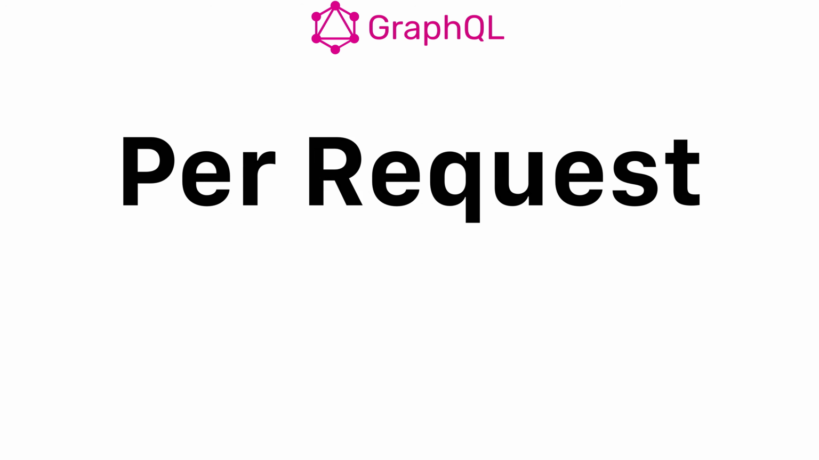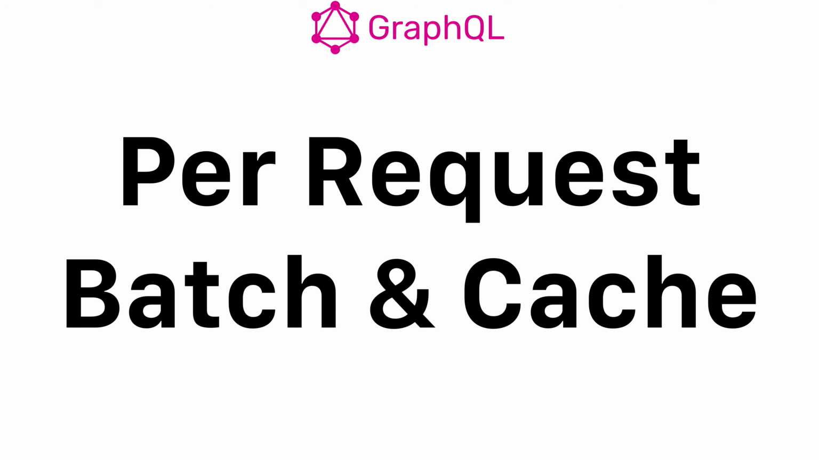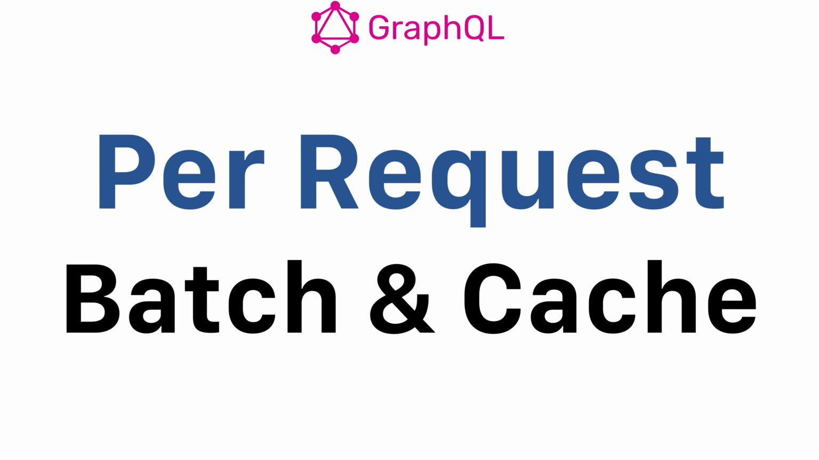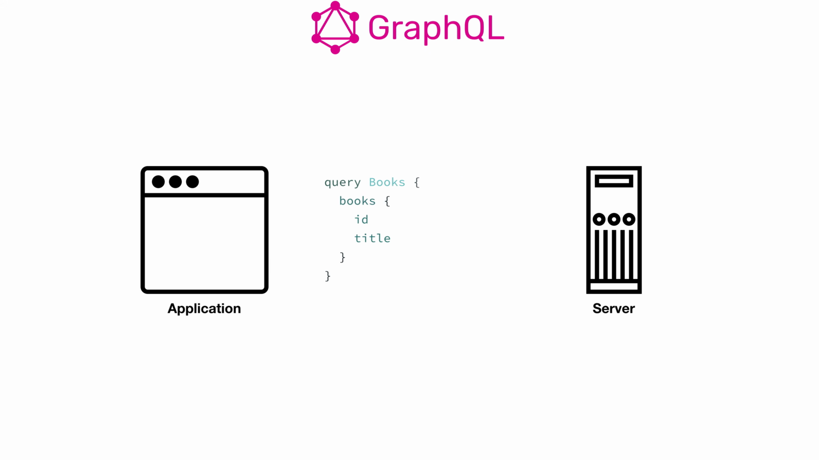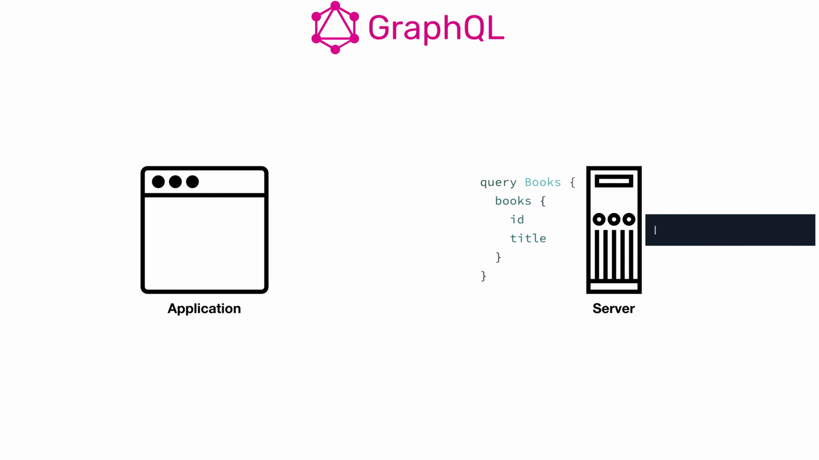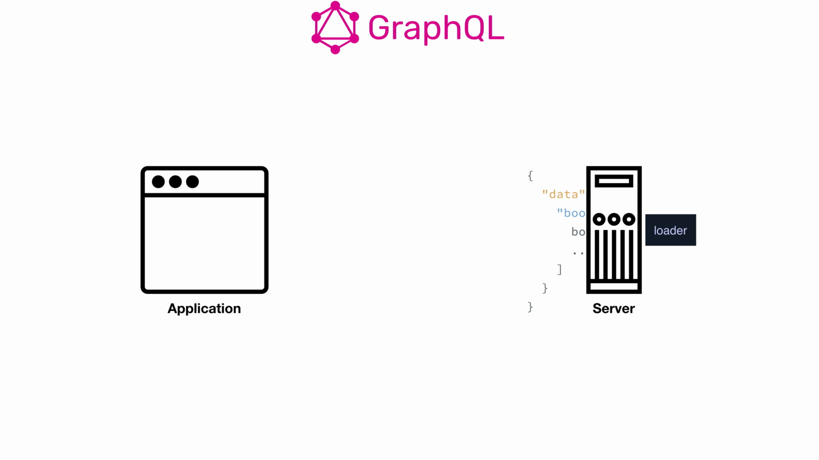Now, a moment ago, I said that the DataLoader does per request batching and caching, and I want to draw your attention to the first part of that description, the per request part. What this means is the DataLoader only lives and does its job for a single server request. In other words, when the server receives a new GraphQL query, we'll need to create a new instance of the DataLoader and use the DataLoader for the duration of the request. But once the response is sent from the server, the DataLoader instance will fall out of scope and be garbage collected.